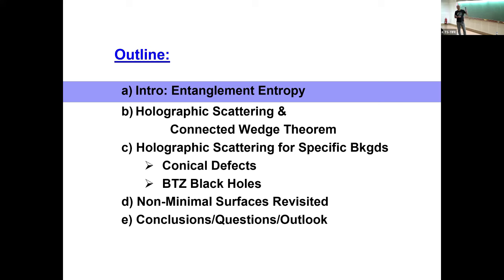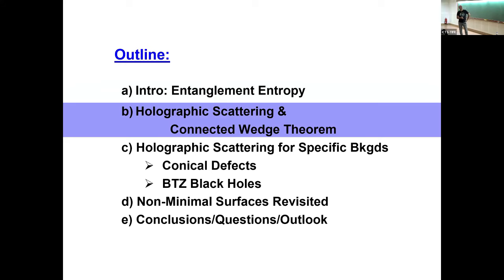I'm then going to take a look at some very specific examples where I'm going to apply these ideas. In three-dimensional AdS, we're going to look at conical defects. We'll take a flash view at the same results for BTZ black holes. And then I'll try and interpret the results that we find here, and then I'll just wrap up with conclusions and outlook.